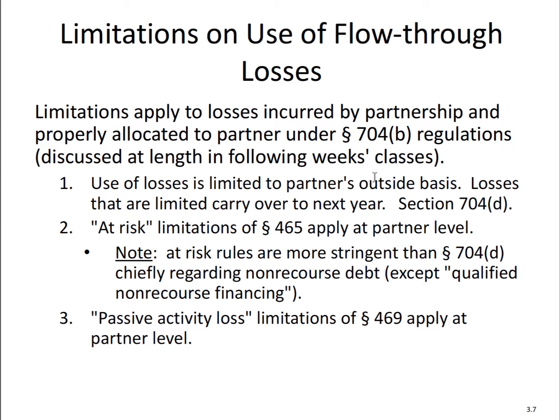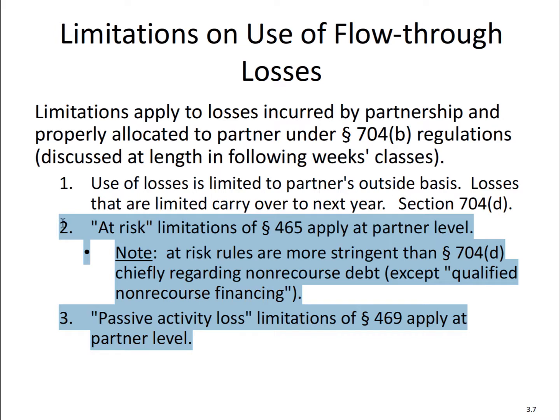So the first, and this is a waterfall, meaning it goes in order. So let's say that the partnership has a loss for the year, whether it's ordinary, capital, whatever, it flows through. Well, that loss first has to be considered with respect to the partner's outside basis, which remember, outside basis means the basis in the partnership interest by the partner. So let's say a loss is $100,000 and it's allocated to the partner. That's the partner's distributive share, their portion.